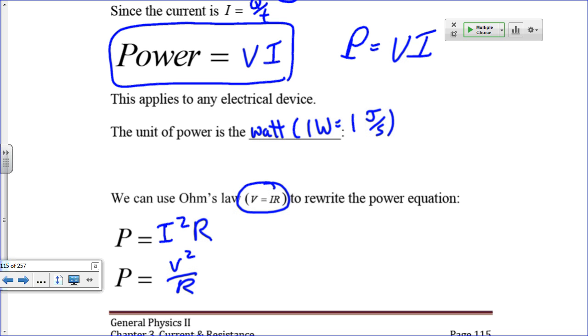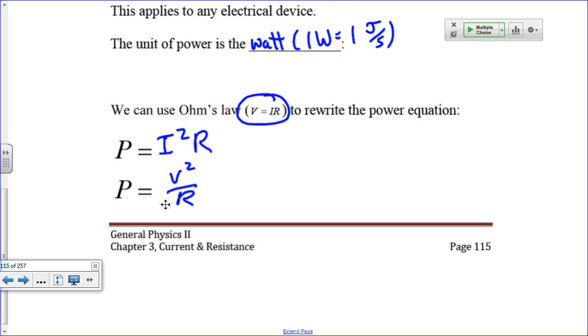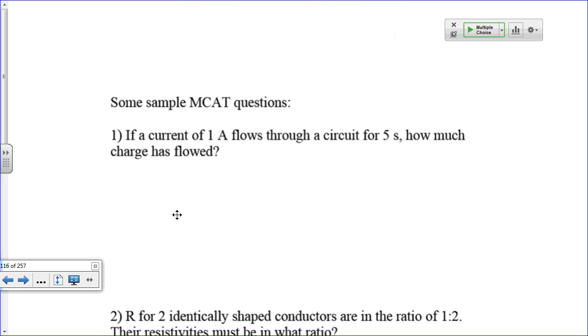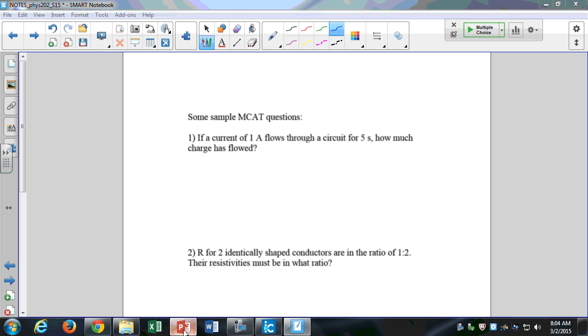This just comes about from substituting. If I say V is equal to IR, and plug in IR for V, then I get I squared times R. Or if I say I is equal to V over R, and I plug that in here, then I get V squared over R. So these are just substitutions into P equal to VI. They're the same equation. They're both on your equation sheet, so if you forget them, you'll have them. Let's do a few questions.